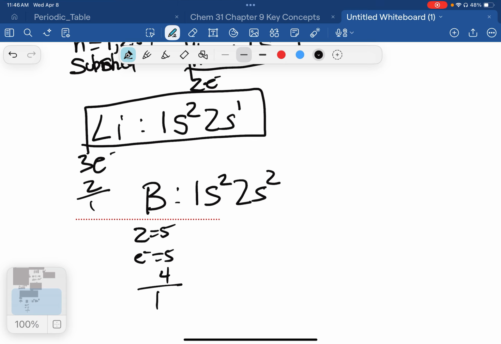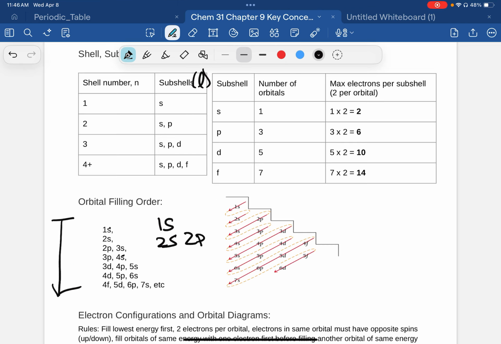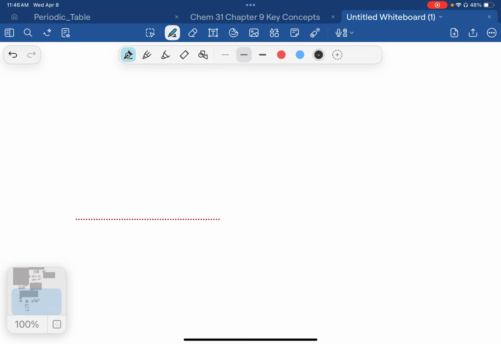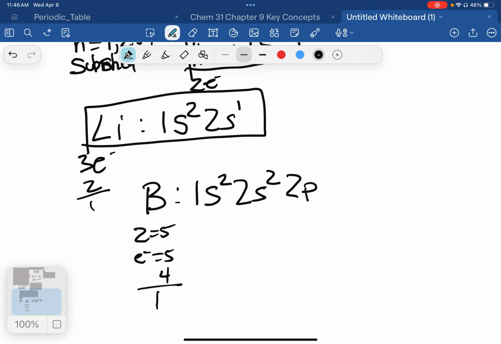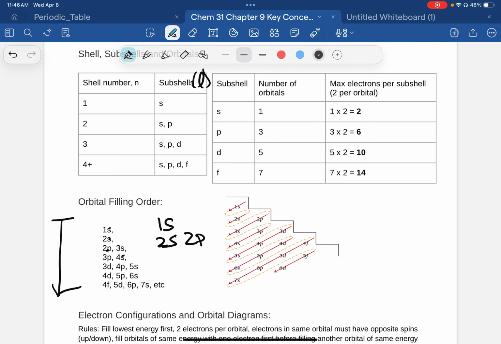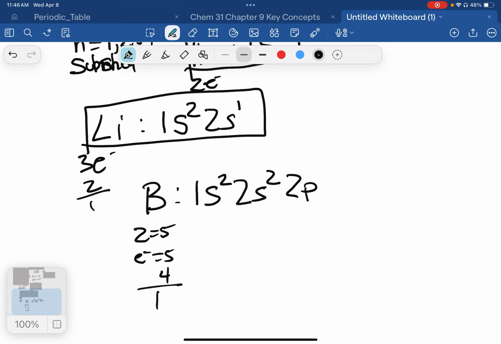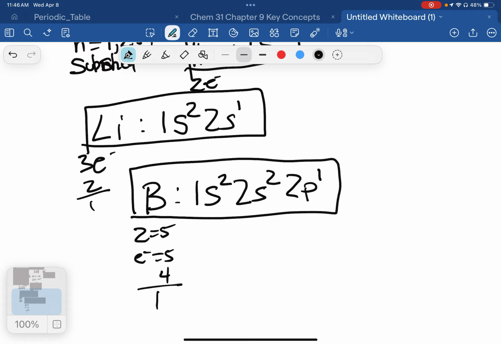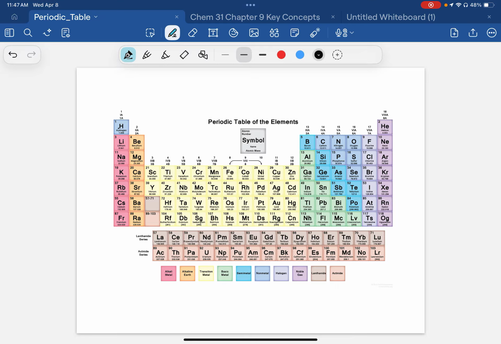So what comes after the 2s, right? So you have 1s and then the 2s, the next one would be 2p. So we're going to write down 2p. We can see from our list that the p's can hold 6, but we don't need it to because we only have one left. So we'll put that there. And that tells us the electron configuration of boron is 1s2, 2s2, and 2p1. Okay, so we've gone ahead and we've done boron.